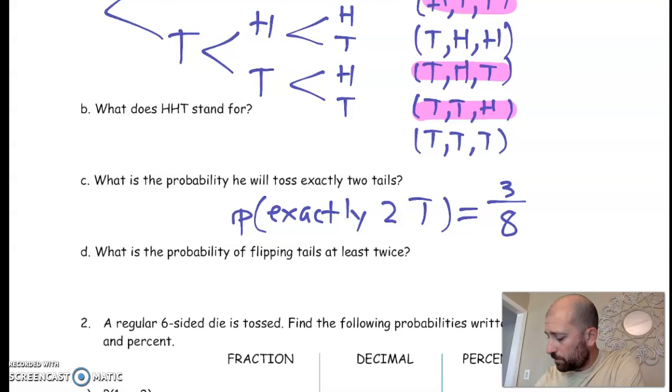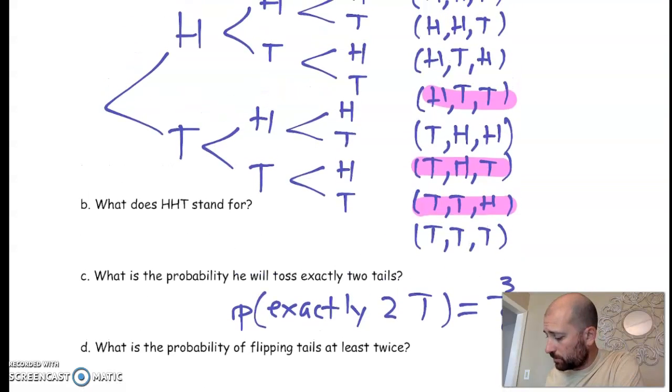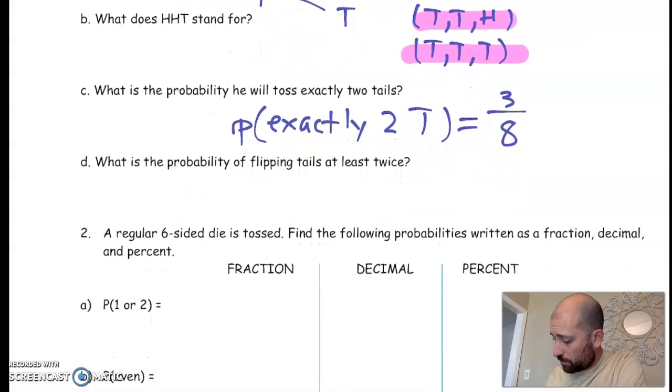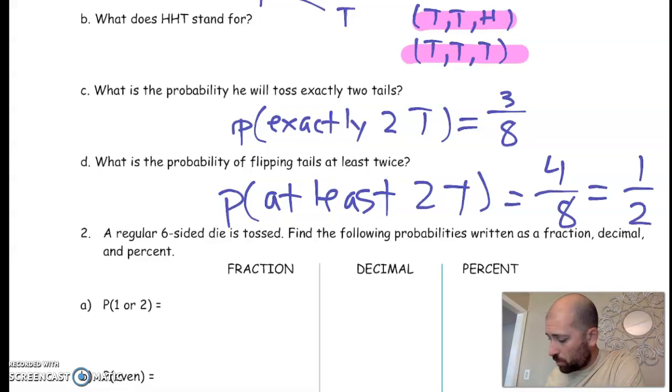What is the probability of flipping tails at least twice? So the 3 that I have already, at least, means there could be more. So there's 1 more. That would be all 3 tails. So probability of at least 2 tails is 4 out of 8, or 1/2.